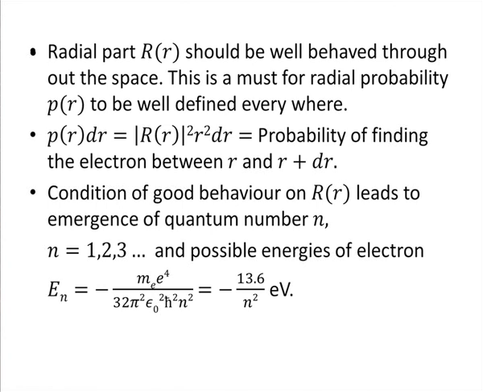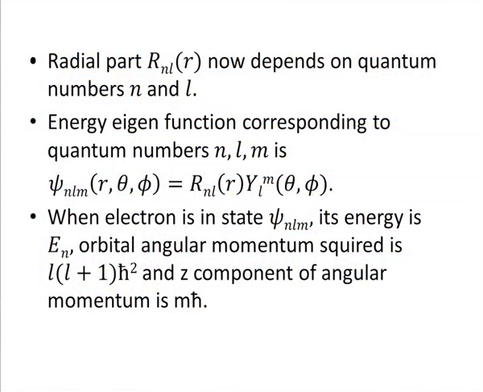This is a must for radial R(r) to be well defined everywhere, and the condition of good behavior on R leads to emergence of quantum number n, where n takes 1, 2, 3 values and En is equal to minus 13.6 upon n square electron volt. So, this n has come just because of the fact that we have imposed definite conditions on R. Radial part now depends on quantum number n and l, and the psi n l m is now product of R and Y_lm.